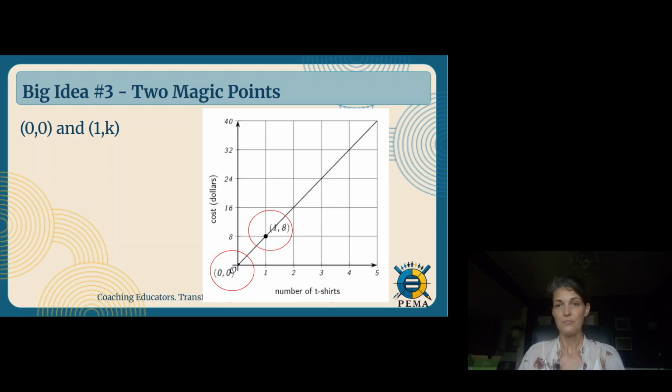Big idea number 3 in grade 7 is that the (0, 0) on the graph and the (1, k), with k being the constant of proportionality, they're everything. It tells you everything. K is where you get that constant rate of change, and later we'll turn that into slope when they get into 8th grade.